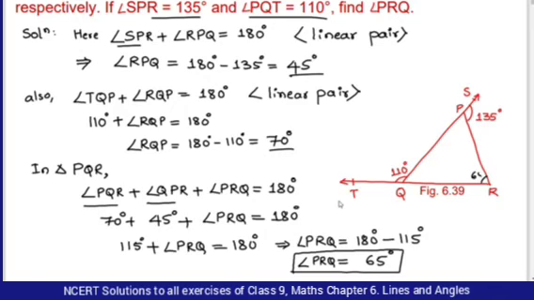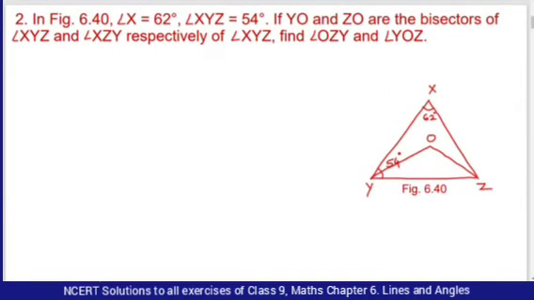So in the triangle, this angle is 65 degrees, this angle is 70 degrees and this angle is 45 degrees. So, second question. In figure 6.40, angle X is equal to 62 degrees, angle XYZ is equal to 54 degrees. If YO and ZO are the bisectors of angle XYZ and angle XZY respectively, find angle OZY and angle YOZ.